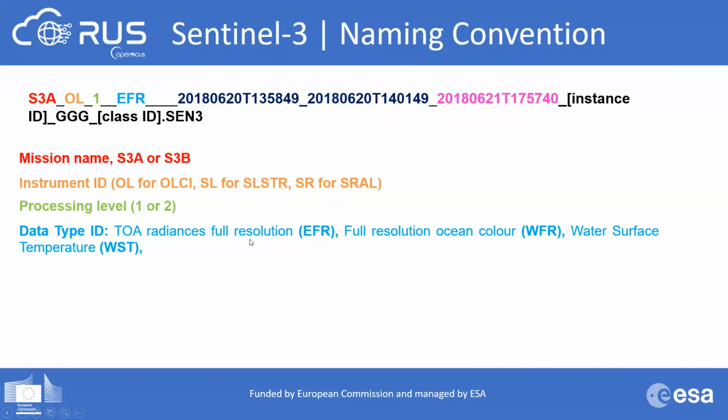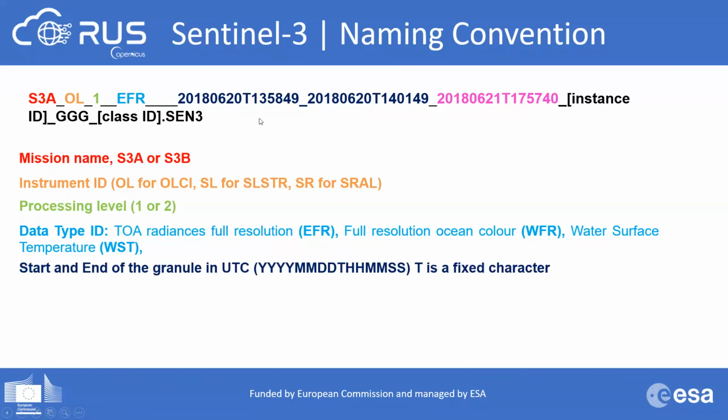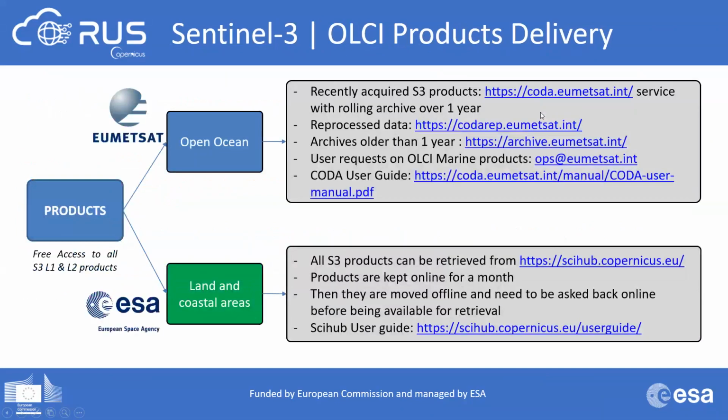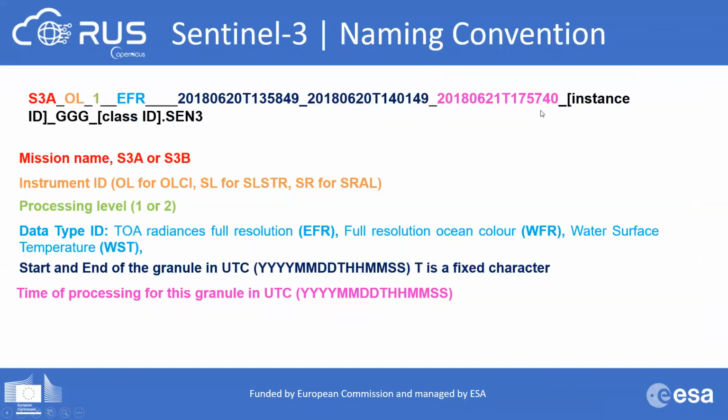Then comes a set of two dates that describe the start and end time of the granule in UTC time. So in our example, this OLCI product was acquired on the 20th of June 2018 between 1:58 p.m. and 49 seconds and 2:01 p.m. and 49 seconds. Then in pink comes the time of processing of the granule in UTC time. So as you can see here, this product was processed approximately a day after its acquisition.